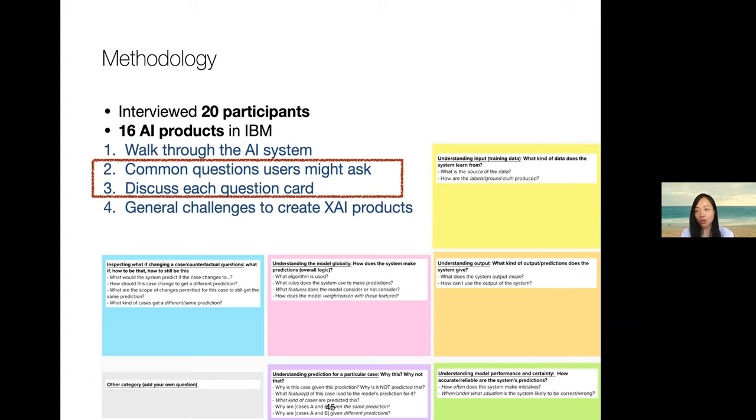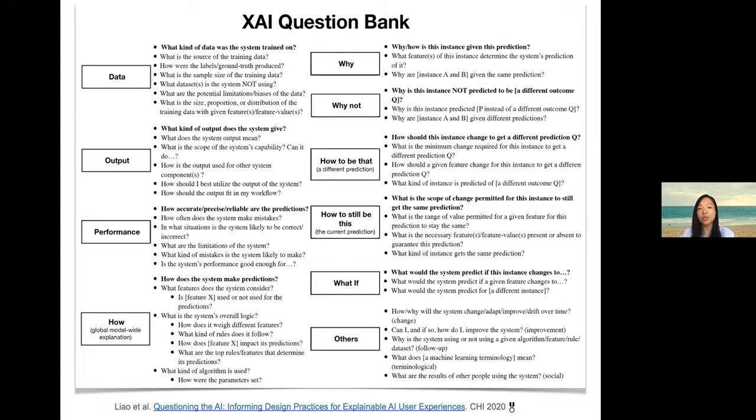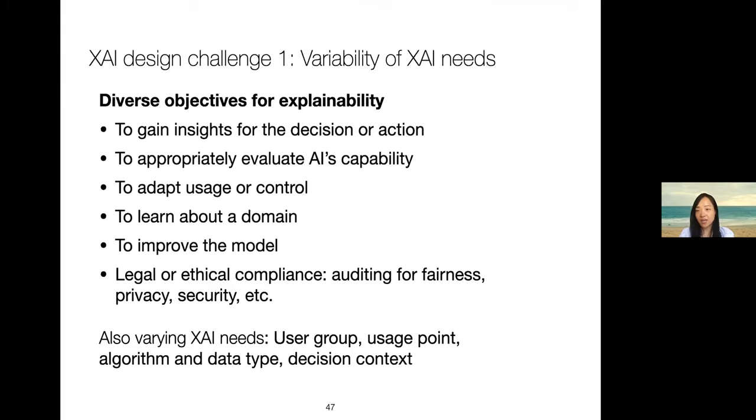And one contribution we try to make in this work is, by analyzing those questions, we developed the XAI question bank. It's an extendable repository of common questions people have for understanding AI. So it represents this common space of explainability needs. We're also organizing them in these 9 different categories, which have correspondence to explanation methods or techniques to answer the question. I will come back to discuss how we may use this question bank. I want to first also share what are the design challenges we learned from this work. The first design challenge, perhaps not surprising at this point, is there's a huge variability.